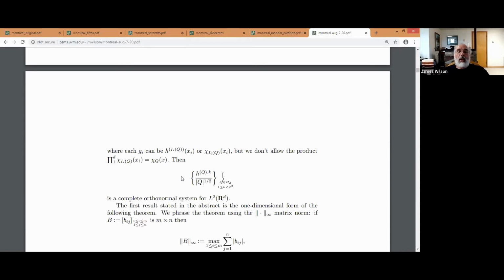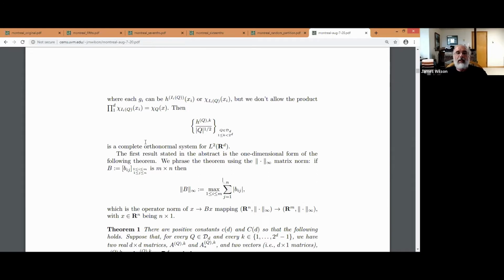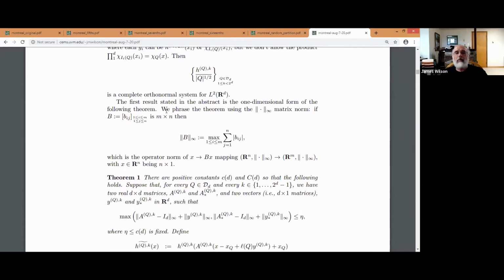Okay. And then the corresponding result for unconditional convergence of the Haar function expansion applies, with of course the functions written correctly. Now the first result in the abstract is the one-dimensional form of a theorem that I'm going to state and not prove in all generality because it would take forever. So we can phrase it using this L infinity norm for a matrix. If B is an m by n matrix, then the L infinity norm of this matrix is: you take the row sum for the ith row, absolute value, and you take the max. This is the familiar object from matrix theory, the operator norm of this mapping going from R^n to R^m, where x is being treated as an n by 1 vector.